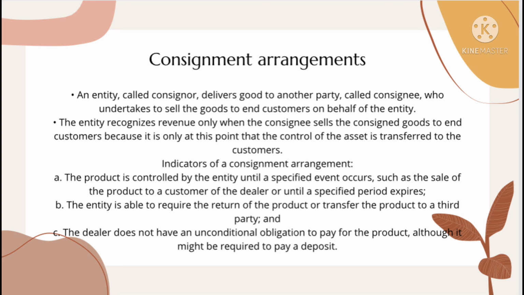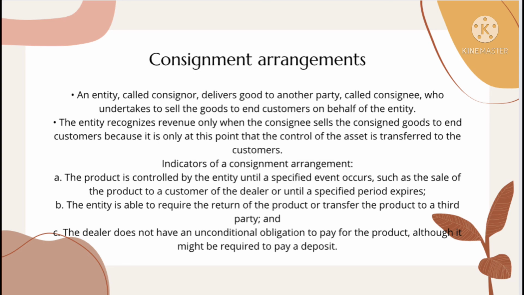So, magkakaroon lang ng revenue or i-recognize lang ni consignor ang revenue kapag naibenta na ito ni consignee. Kasi yung control over the asset is transferred to the customer. For example, si A isang consignor at meron siyang products worth 100,000 pesos na ibibigay niya kay B para ibenta. Si B, isa siyang consignee. So, ma-recognize lang ni A ang revenue kapag naibenta na yung products.